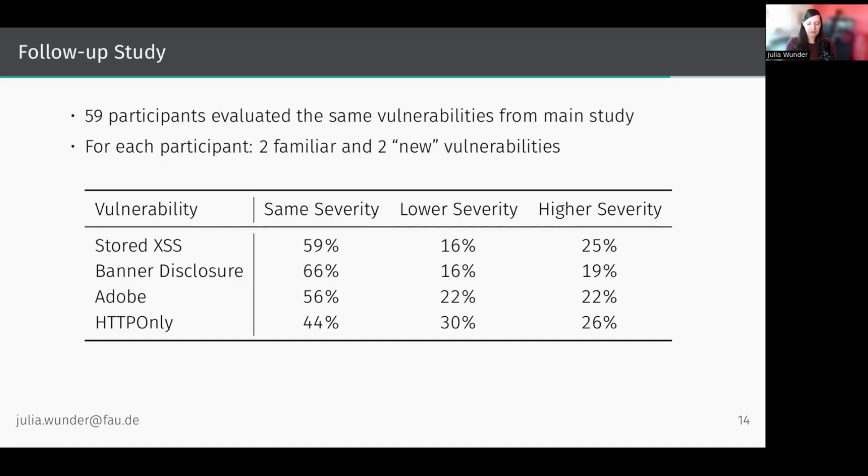So when looking at the results, here you can see that many participants chose another severity than in the main survey, explicitly for HTTP only. Here it was nearly 60% of the participants who chose another severity than in the main survey. And keep in mind that the severity often indicates when a vulnerability has to be fixed, so this is kind of a problem. And in our follow-up study, you can say, okay, the evaluations were not consistent over time. So the follow-up study was 9 months later.